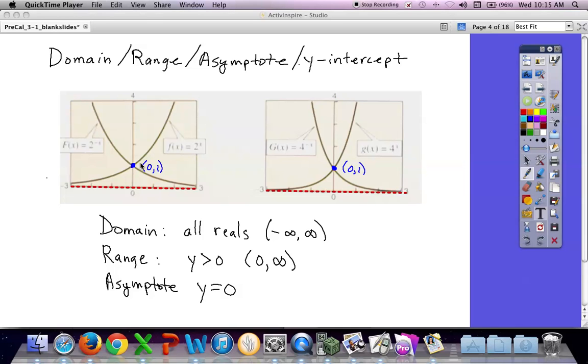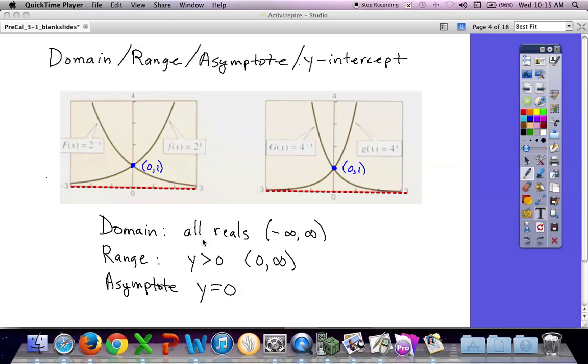Okay, so when we talk about domain, range, asymptotes, y-intercepts, if you look at the domain, this is the 2 to the x and 2 to the negative x. One is a growth, one is a decay. It's going infinitely to the left and infinitely to the right, so the domain is all real numbers. You've got to think, why do we check domain?